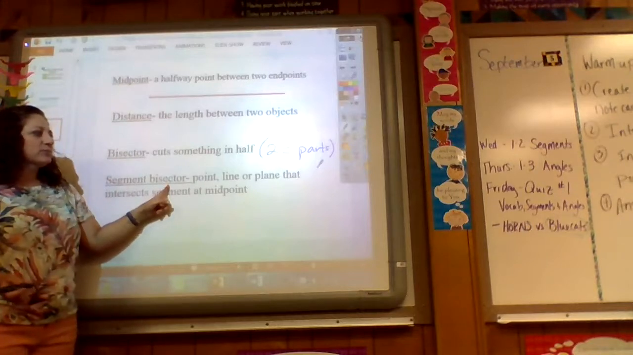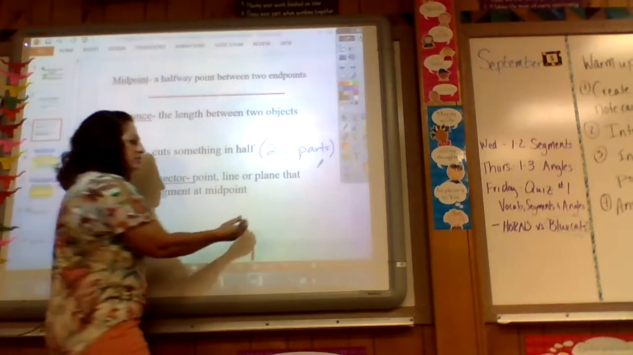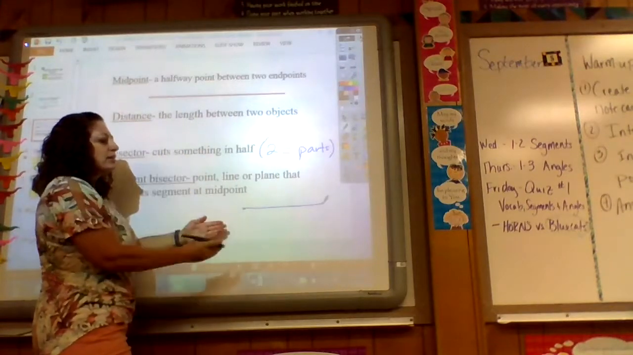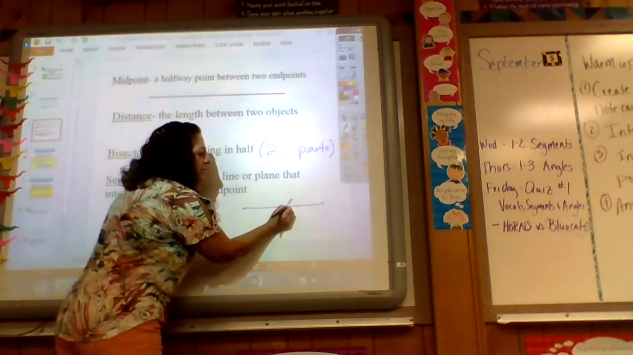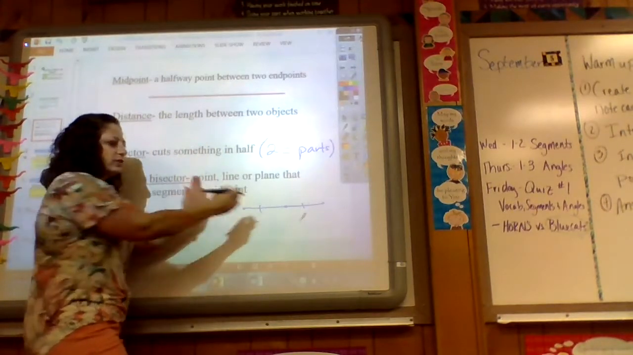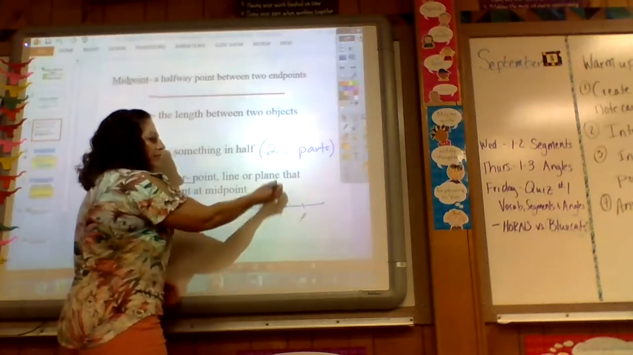Another segment bisector can be a line or a plane. Here's an example of that. Here's my segment. Something that will cut it in half can be a point right there in the middle. If it's in the middle, then you would have tick marks on both sides to show that that's congruent here and here.